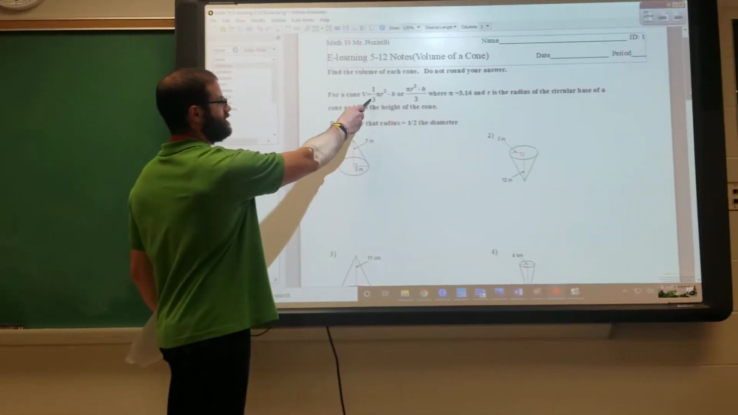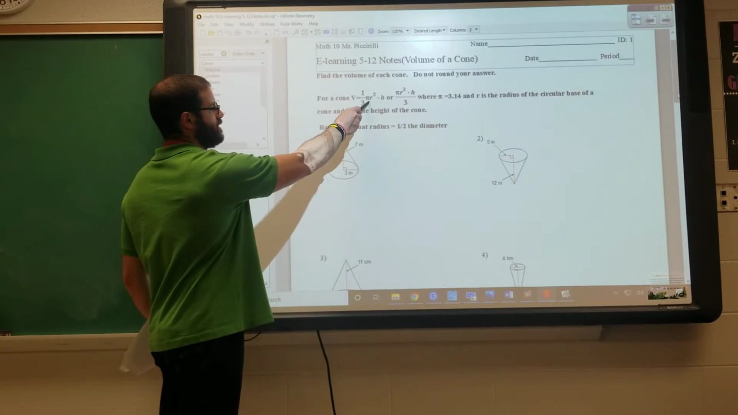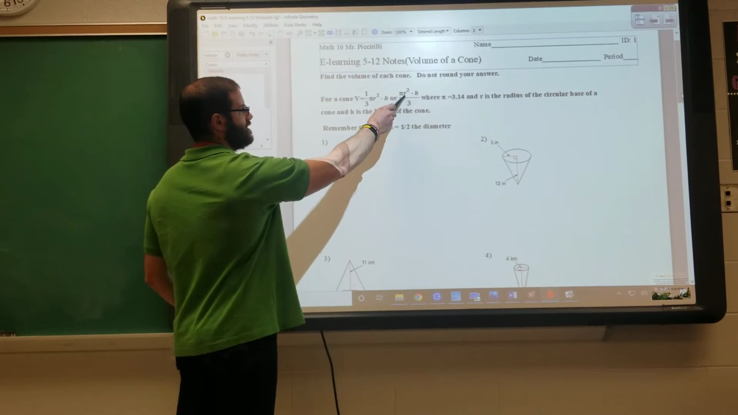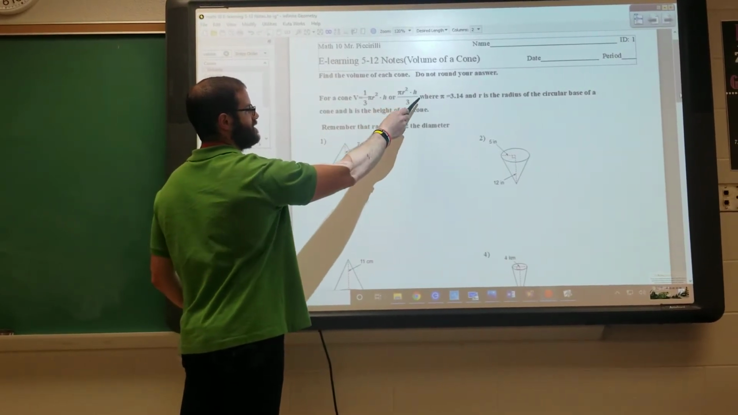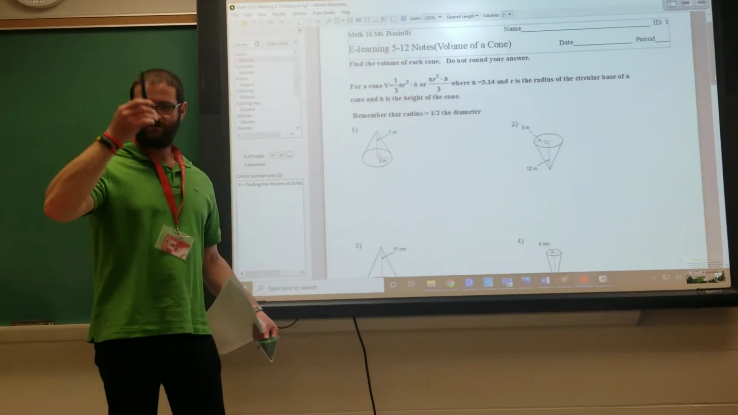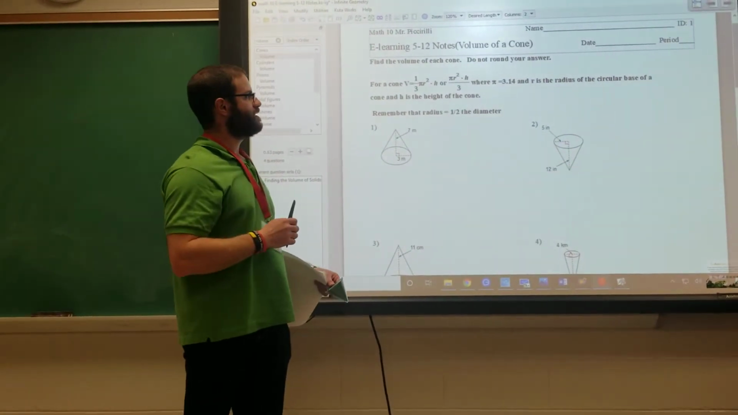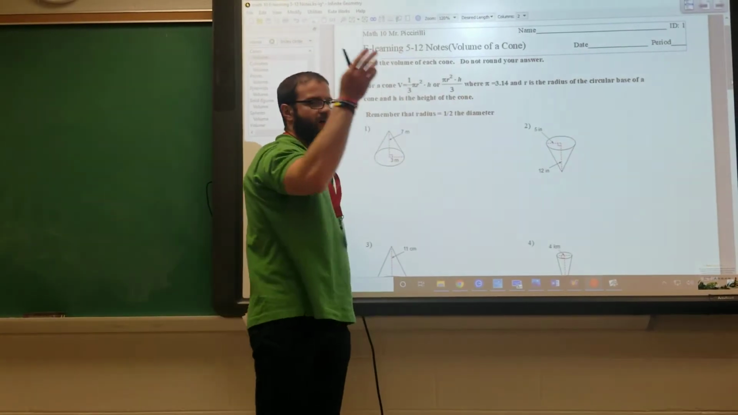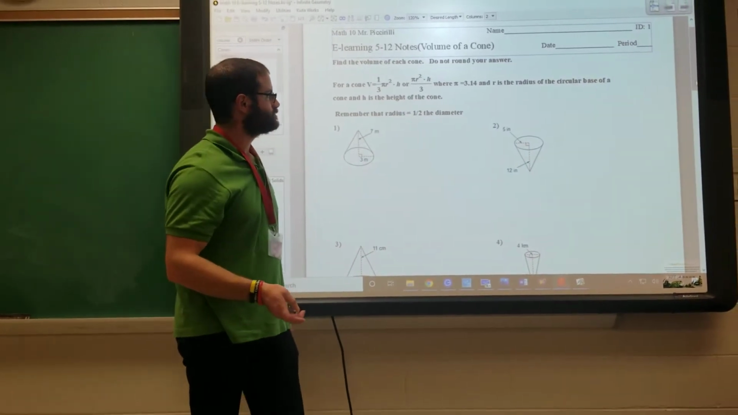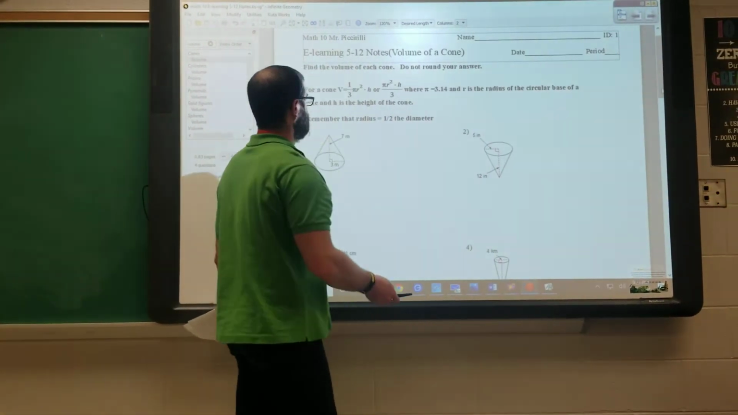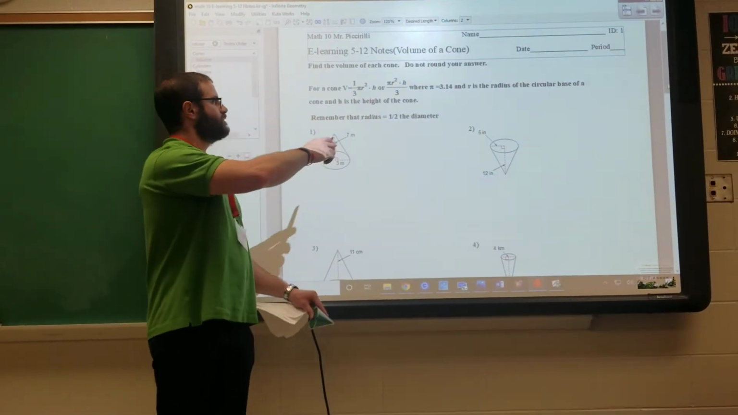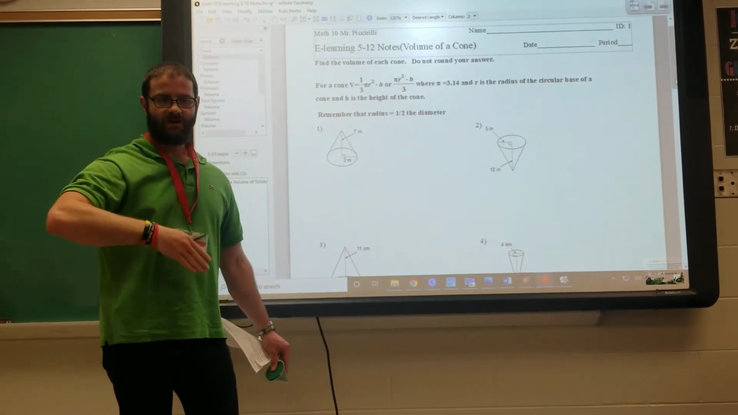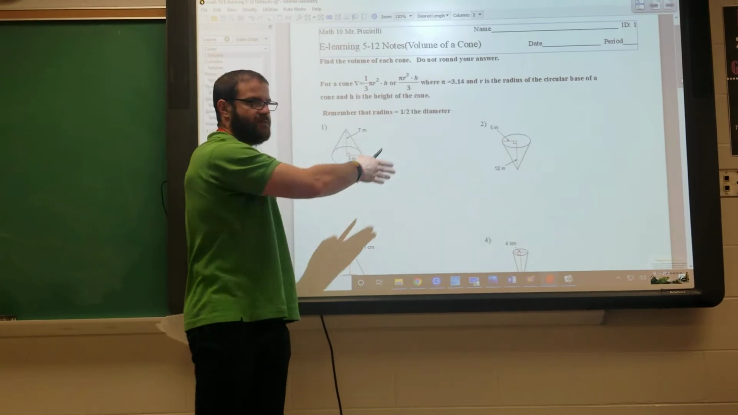And so our formula is either 1/3 pi r squared times the height, or another way to think about that is pi times radius squared times the height, and then divide by 3. So those are equivalent formulas. Whichever one you feel more comfortable with is the one you can use. And we're going to use 3.14 for pi, just like we did for our circle calculations. Remember, r is the radius of the base, and h is the height. Remember, if we're given the diameter, then we have to take that diameter and divide by 2, right? Because the radius is half the diameter.